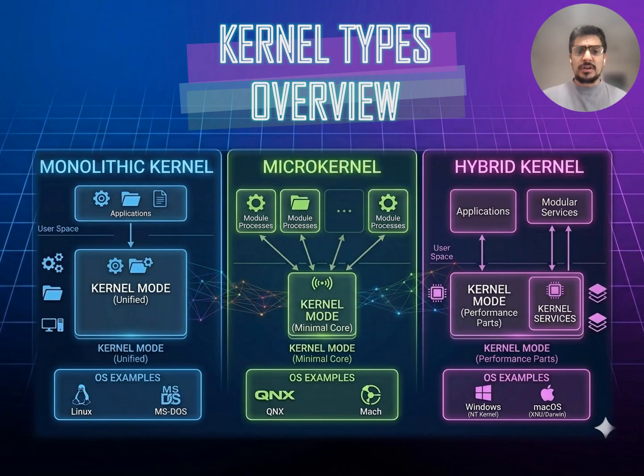A hybrid kernel used by Windows and macOS has a combination of monolithic and microkernel architectures, keeping critical components in kernel space for performance while maintaining a modular structure. It benefits from balancing the speed of monolithic with the stability of microkernels. The downside is that the system can still crash if key parts fail.